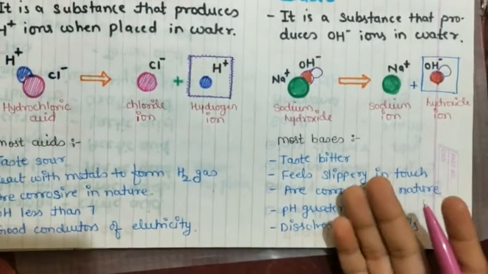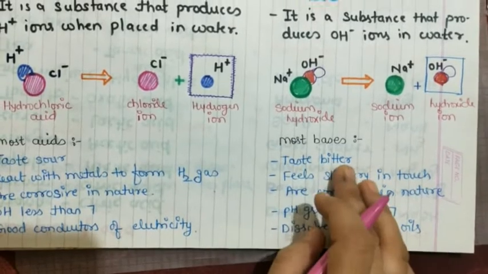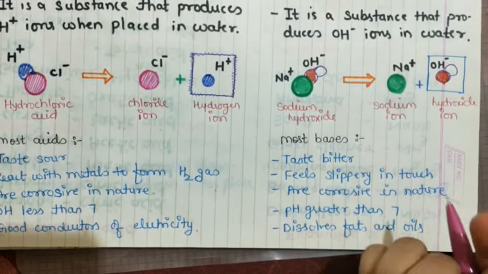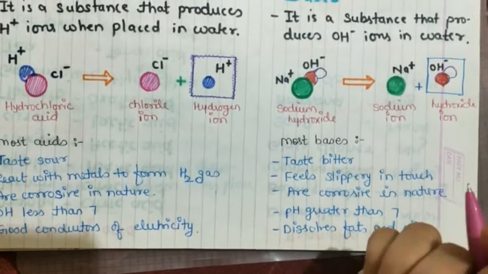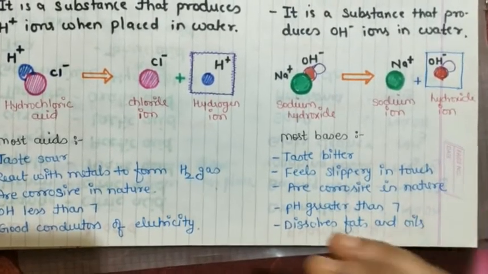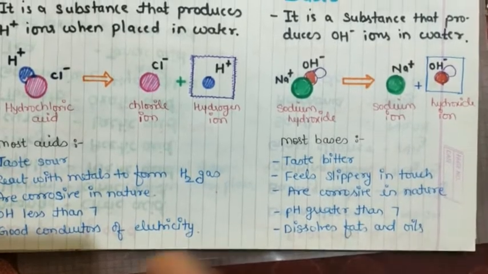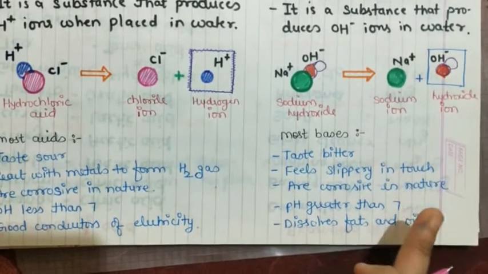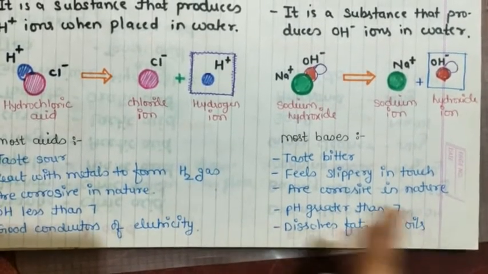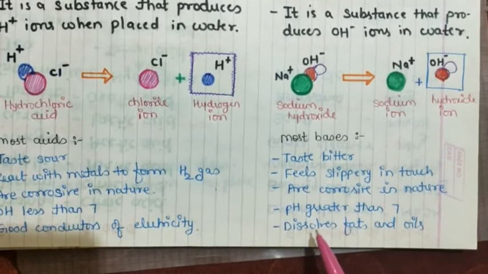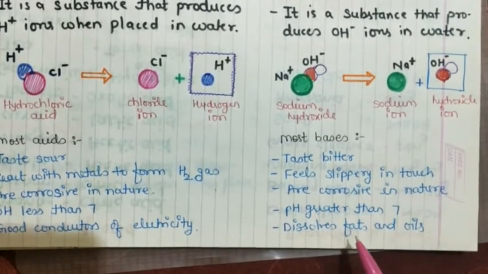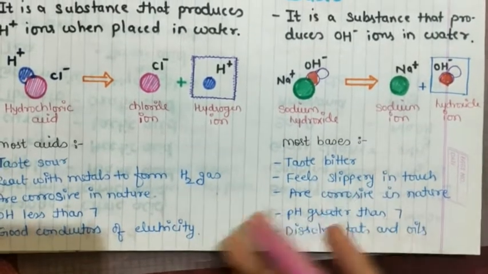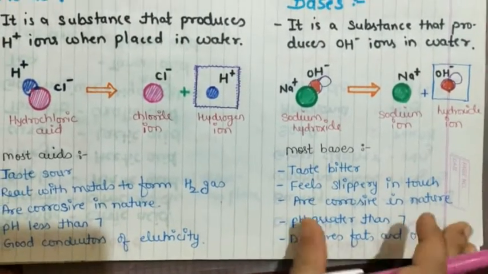If we talk about bases, they are bitter in taste. They feel slippery to the touch. Whenever we touch any base, we feel a slippery touch. These are also corrosive in nature, like acids, but the pH is more than 7, that is from 7 to 14, where the bases will be. And bases generally dissolve fats and oils. So these are some common properties of acids and bases.